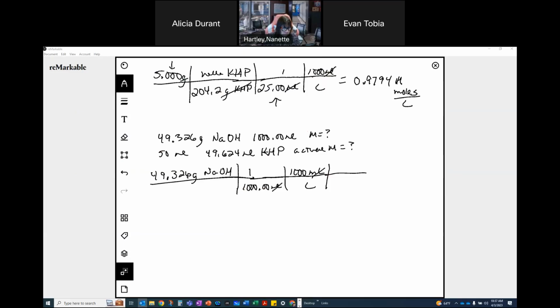I wish I had a cheat sheet on one of these handouts, but I have Na 22.990, and then 15.999, and then 39.997. So then I have 39.997 grams per mole of NaOH. And that would just be 1 mole of NaOH.